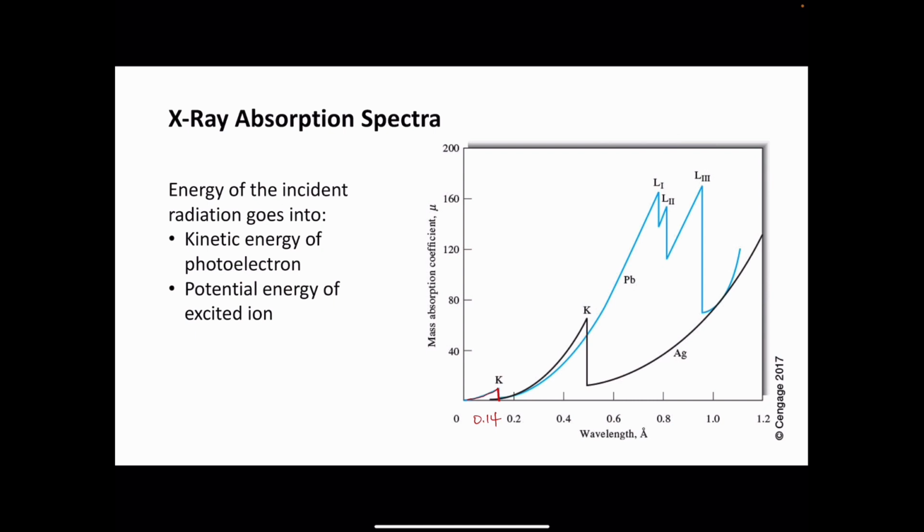Now you can see that there's also additional peaks at longer wavelengths, and these correspond to removal of L-level electrons. That's why they're labeled as the L edges. And this figure, as you can see in black, also shows the X-ray absorption spectrum for silver. And the longer wavelength of this absorption maximum for the K edge, as you can see here, reflects its lower atomic number than that of lead. And I'm going to leave you to ponder why that might be.